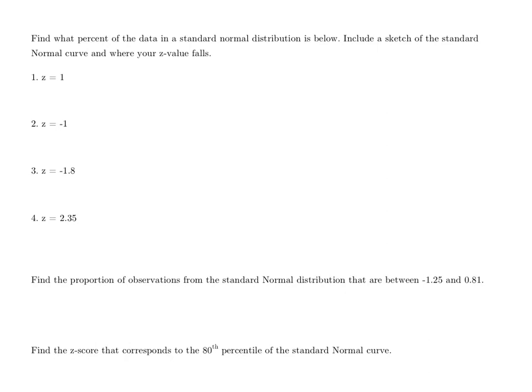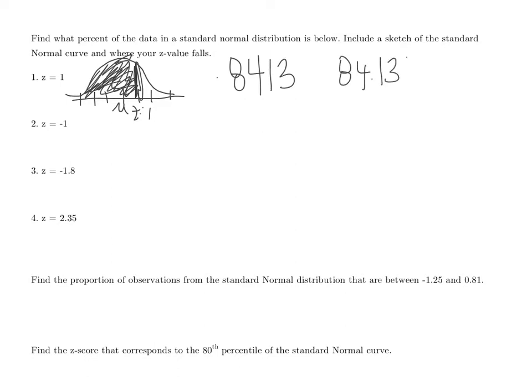Alright, these problems. Find what percent of the data in a standard normal distribution is below. Include a sketch of the standard normal curve and where your z value falls. Alright, so if we're doing z equals 1 and we have a standard normal curve with the mean right here, we've got 3 standard deviations on either side. Z equals 1 would be exactly right here, 1 standard deviation from the mean. If we're looking at z equals 1, we're finding the area to the left. Okay, so this is the area we're trying to find. Where z equals 1, if you looked on that table, you would have seen that the value was 0.8413, which means 84.13% of your data is to the left of z equals 1.